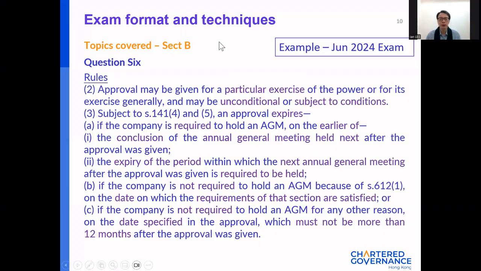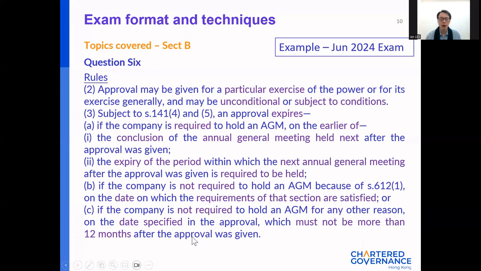Okay, so continuing with the rules, approval may be given for a particular exercise, may be unconditional or subject to conditions. So it depends on the shareholders when they're voting. Are they saying this one time you can allot shares, or you can continue to allot shares as you wish, or you can only allot shares subject to some conditions. So it's up to the shareholders. However, the approval does not last indefinitely. Under subsection 3, the approval expires if the company is required to hold an AGM, basically by the end of the next AGM.